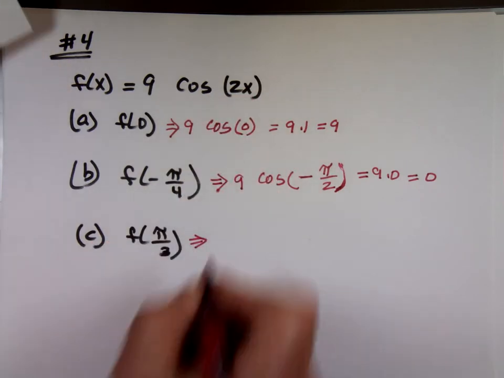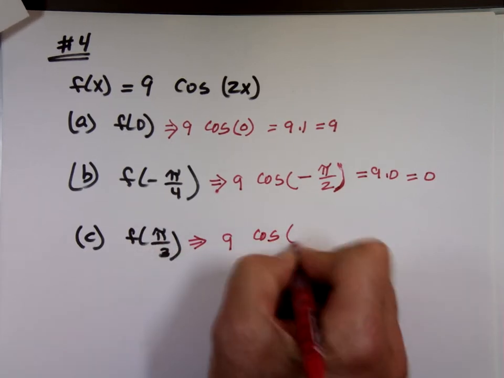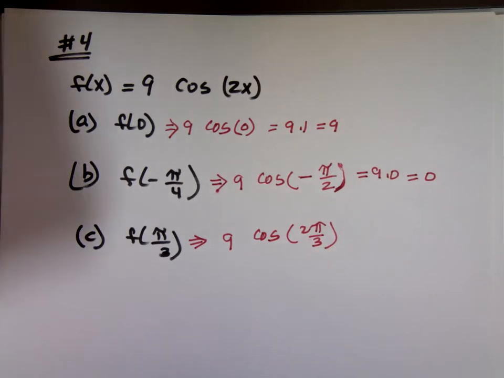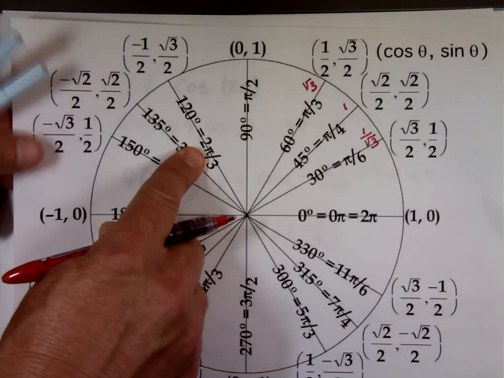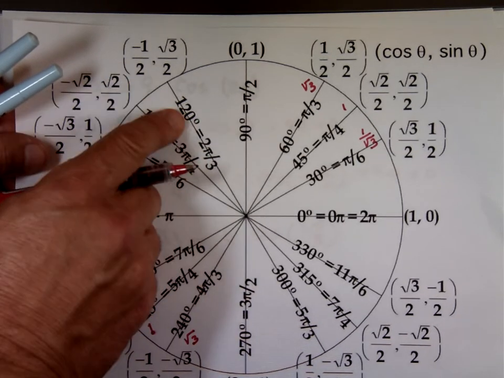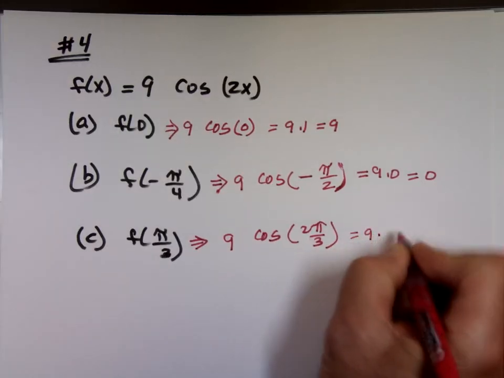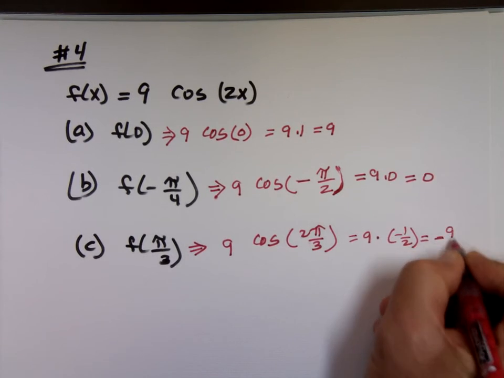The next one, 9 cosine. That's 2 pi over 3. So I got to find 2 pi over 3. And I want the cosine of that. This is the 2 pi over 3. The cosine of that is what? Negative 1/2. You see it? So 9 times negative 1/2. And they probably leave it as a fraction, 9 over 2, or 4.5.